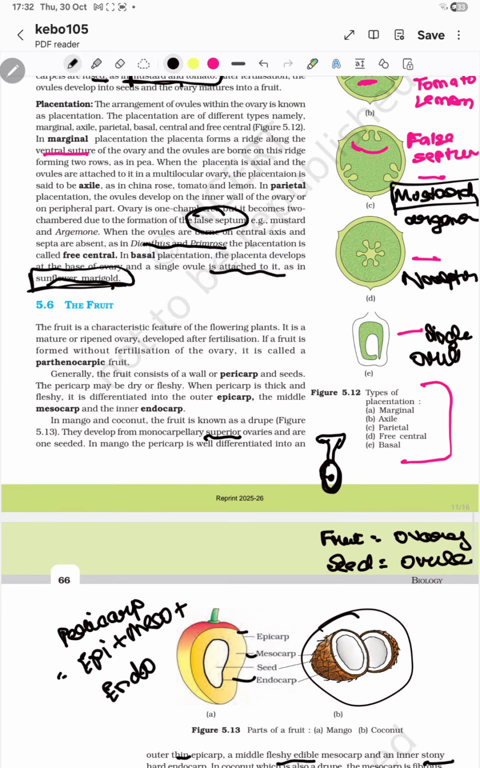Now, one very important NEET question is parthenocarpic fruit. Usually, for the formation of a fruit, there is a requirement of fertilization, that is fusion of the male and female gamete. So, in parthenocarpic fruit, what happens? There is no fertilization.